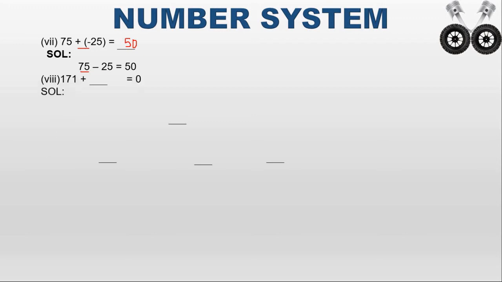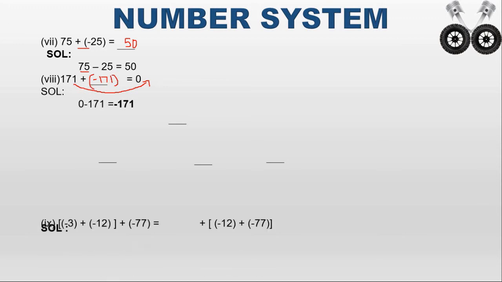Next one is 171 plus dash equal to 0. We have to find the value here. What do we have to do? We have to bring the LHS to the RHS. What is in the LHS? It is a positive integer. Whenever it comes to this side, it becomes a negative integer. So 0 minus 171 equal to, we get the same number, minus 171. So the answer is minus 171. Here a plus is already there, so you have to write the value within a bracket.